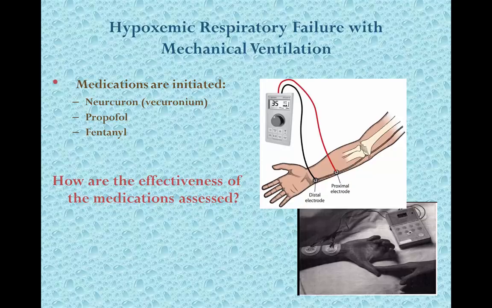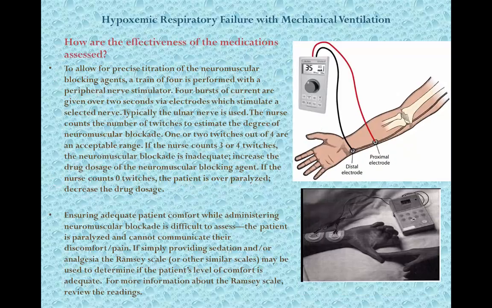And of course, every time we give a medication, we've got to assess the effectiveness of the medication. And when we assess the effectiveness of the paralytic, we know that every patient responds to different dosing. So how can we assess when the patient is paralyzed? To allow for precise titration of the neuromuscular blocking agents, such as the norcuron, we do what's known as a train of 4. It's a peripheral nerve stimulator.